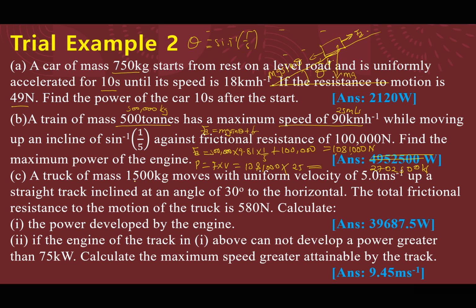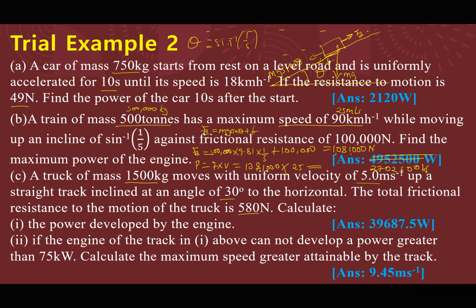A truck of mass 1,500 kilograms moves with a uniform velocity of 5 meters per second up a straight track, inclined at an angle of 30 degrees to the horizontal. The total frictional resistance to the motion of the truck is 580 newtons. Calculate the power developed by the engine.